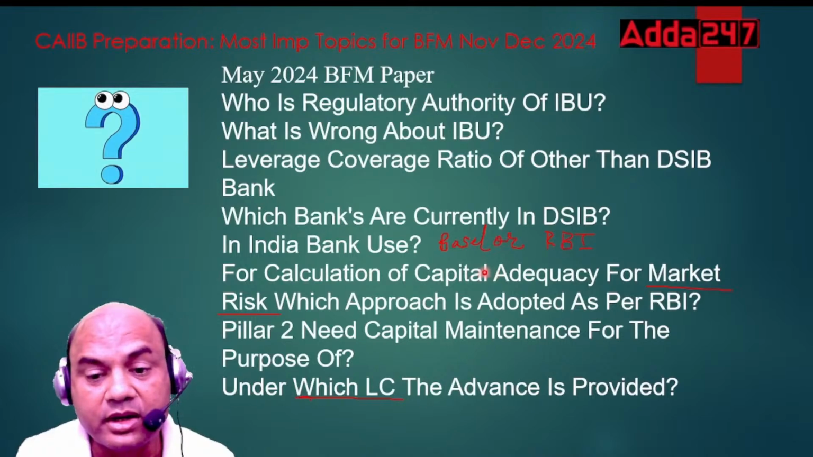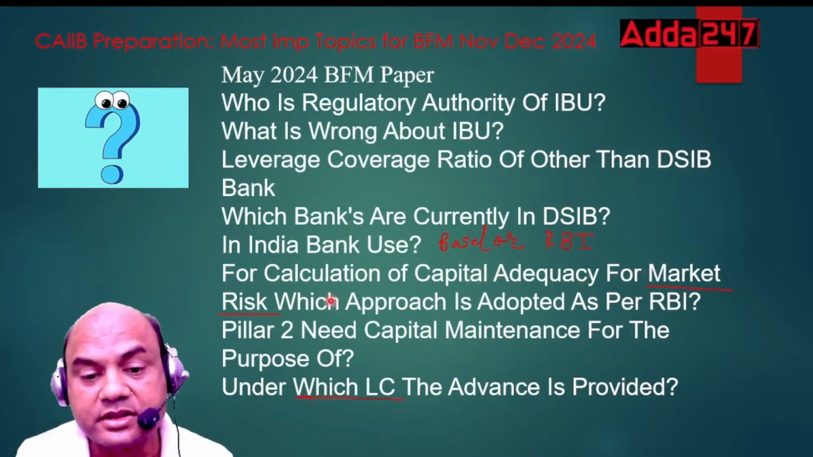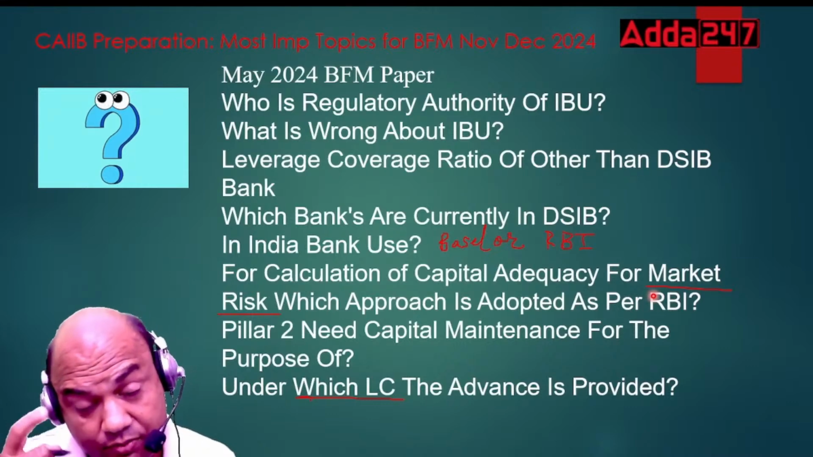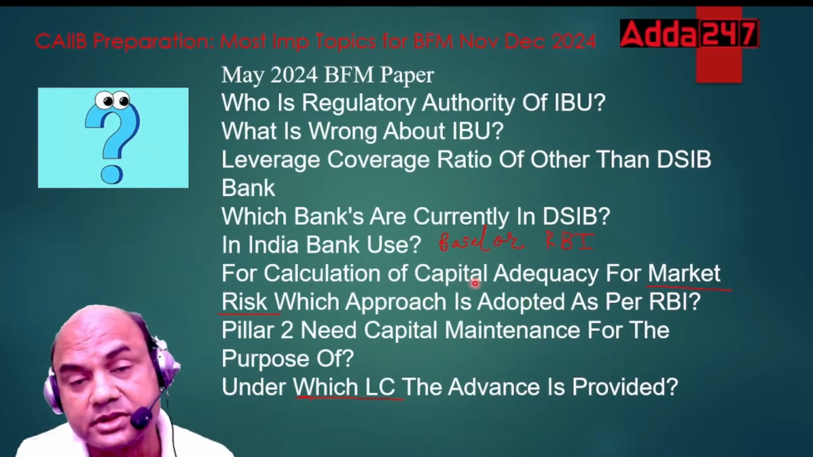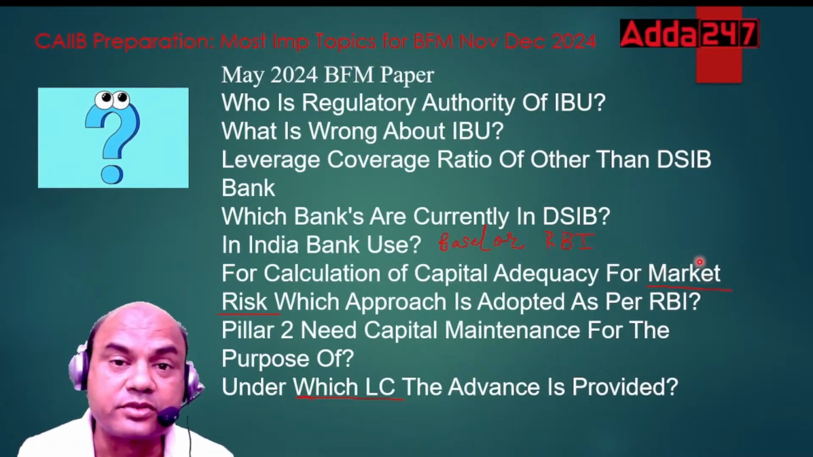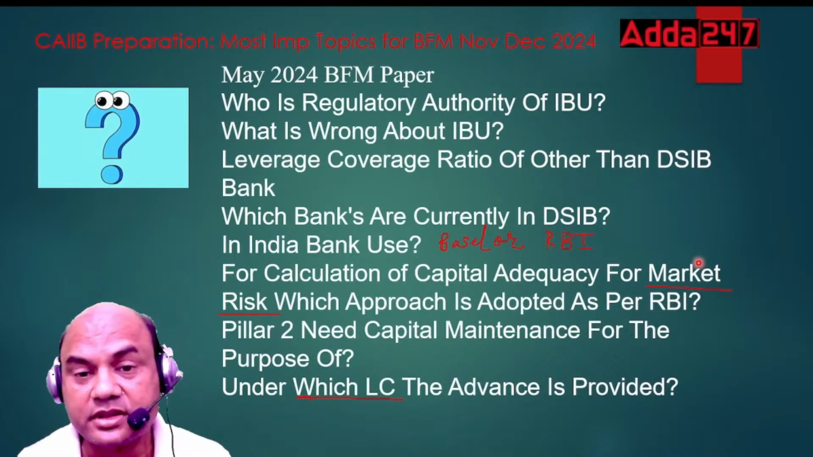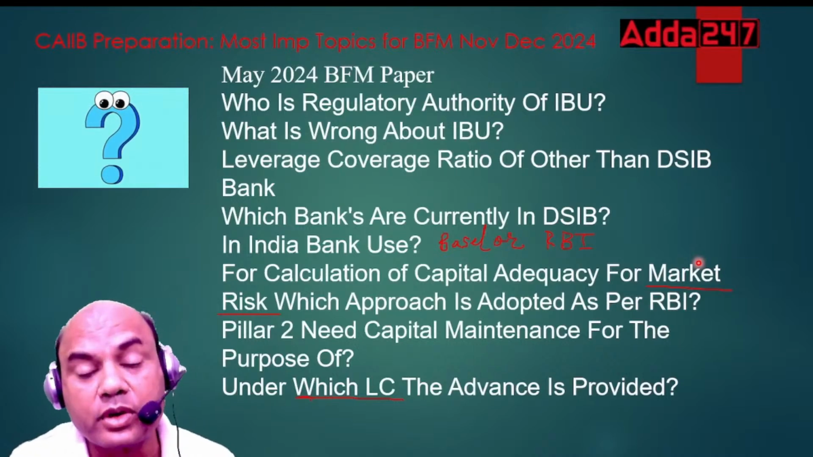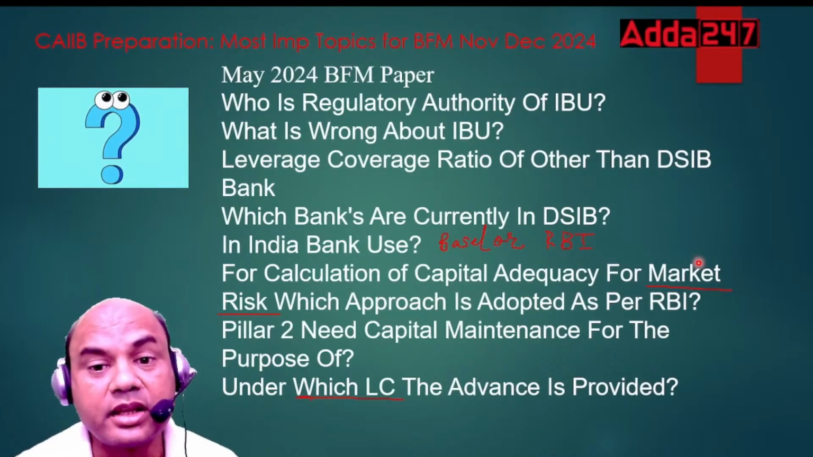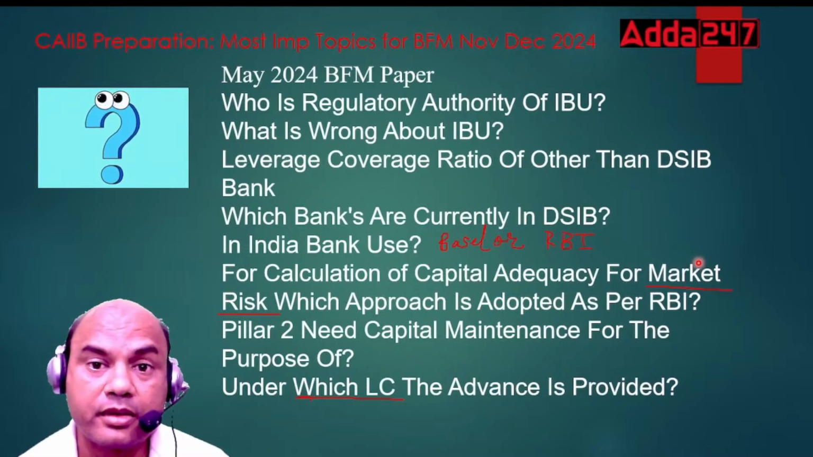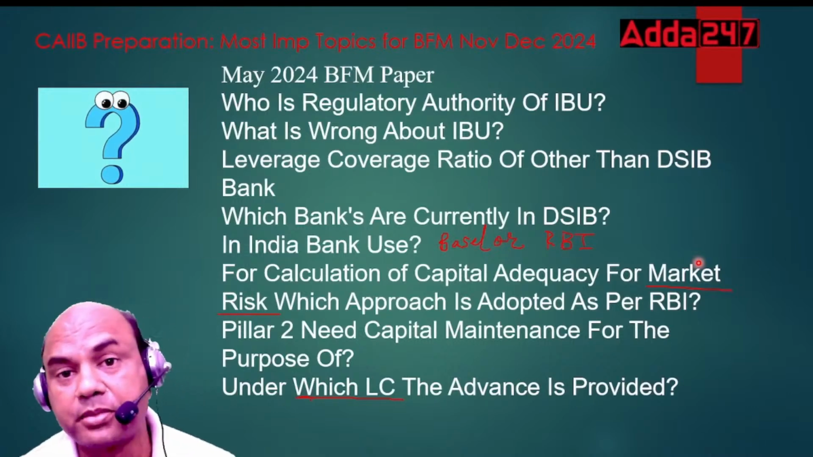For calculation of capital adequacy for market risk, which approach is adopted as per RBI? So capital adequacy for market risk, which approach? What are the approaches for capital adequacy? You need to know that first. For market risk, what are the approaches? We have three approaches, isn't it? We have the VAR approach, then we have the duration approach, okay? So 2-3 approaches. Which approach is adopted? Okay, we mainly follow the duration approach.